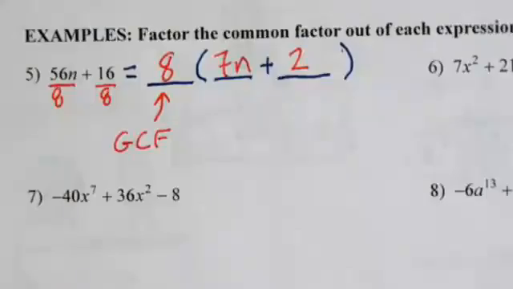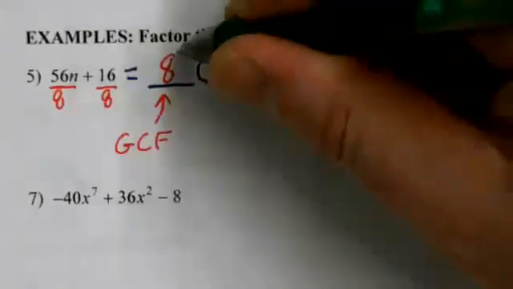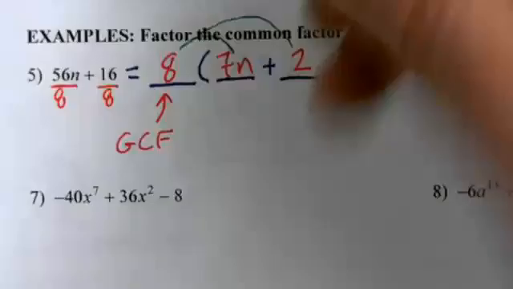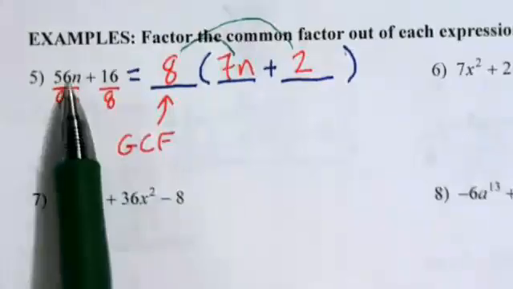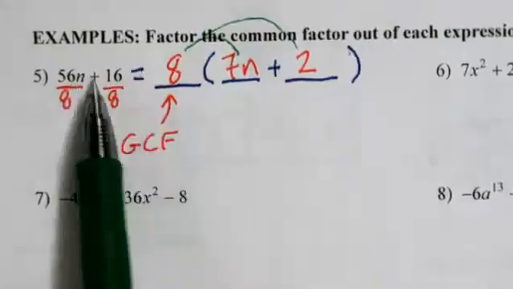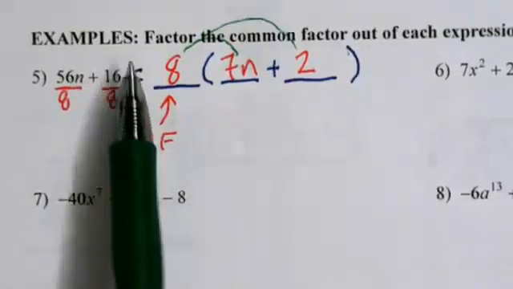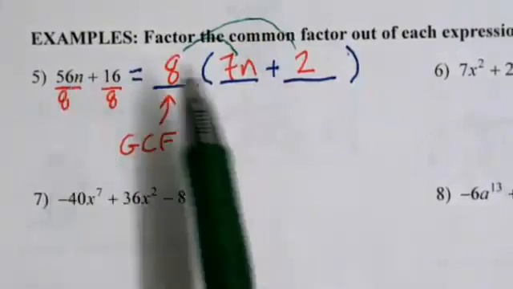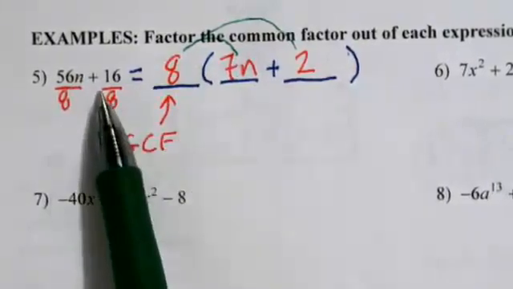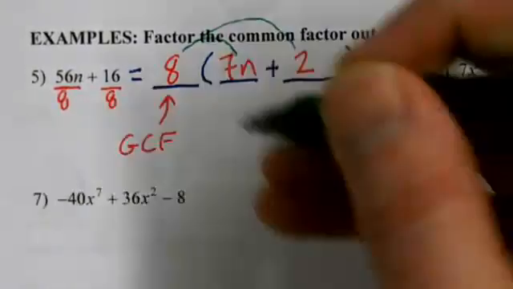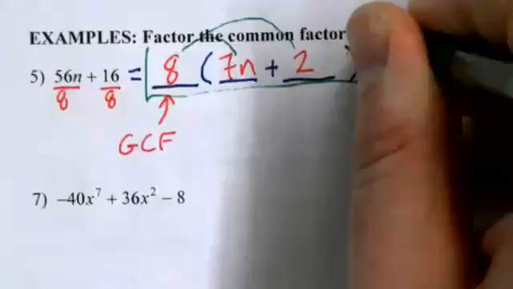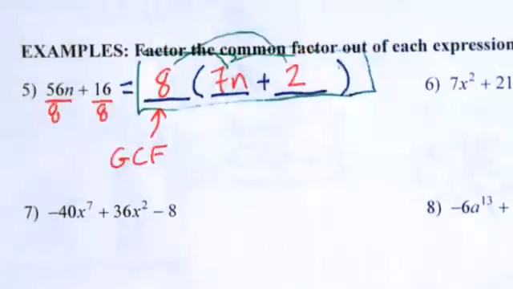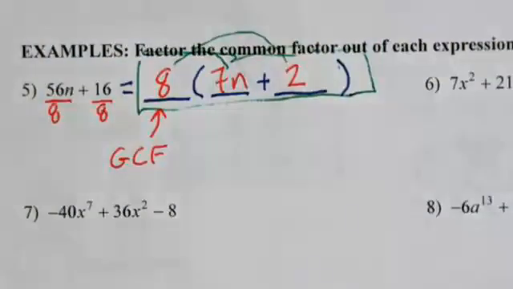Let me show you how I'm going to check, though. If I were to distribute, if I were to multiply this out, is this the answer that I would get? 8 times 7n is equal to 56n. Yes. 8 times 2 is 16. Yes. Check, check. Cool. That means that's our answer. So it's kind of like we've started with the answer and we have to work backwards to find the problem.